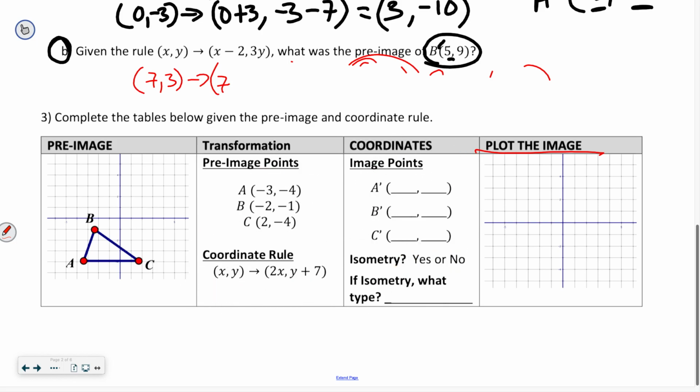So our first coordinate says, well, I know I need to go forwards because I'm looking for A prime. So this rule is going to work for that. So I say 2 times, using the first coordinate point here, A, 2 times negative 3, comma, y is negative 4. So negative 4 plus 7. Okay, 2 times negative 3 is negative 6, comma, negative 4 plus 7 is 3. So the first point that I have is negative 6 and 3.